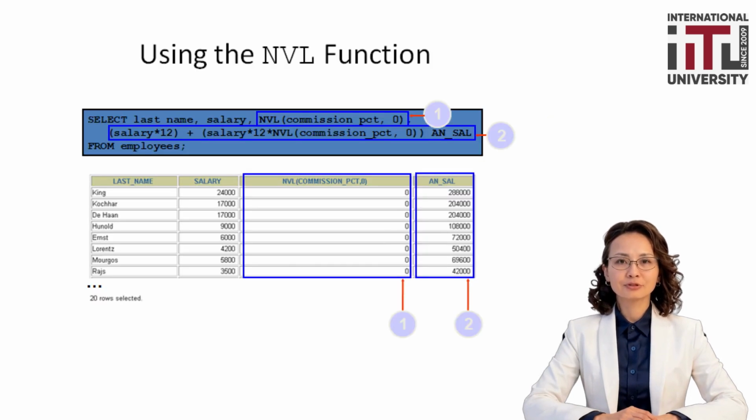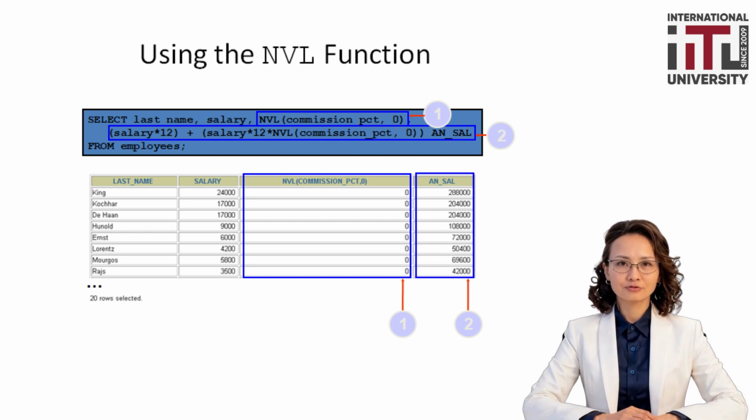This example demonstrates how the NVL function is used in calculations to handle null values and ensure correct results. In the query, NVL(commission_pct, 0) replaces any null commission values with 0. This is important because if a column contains null, any arithmetic operation involving it would also return null.